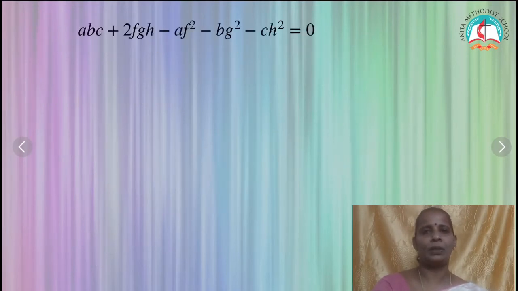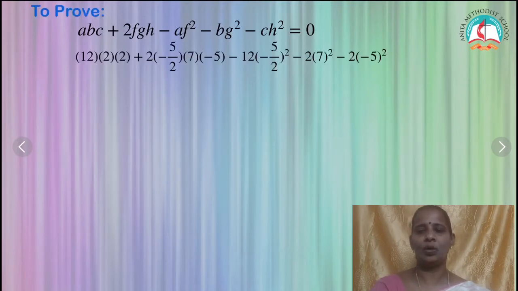Now I am going to apply the condition. What is the condition? ABC plus 2FGH minus AF square minus BG square minus CH square is equal to 0. Now apply all the values. If you apply, what will happen? 12 into 2 into 2, ABC. Then F, G, H. Now 12 into minus 5 by 2 the whole square. 2 into 7 square. 2 into minus 5 the whole square, and put the minus sign, because in the formula it is like that.